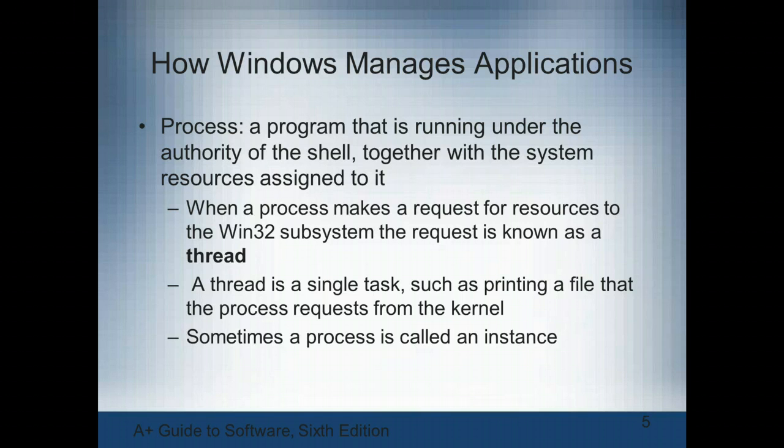A process makes a request for resources to the Windows 32 subsystem. The request is known as a thread. So a process is a function, really, a program they talk about. A thread is a part of it. A thread goes to get resources, and they talk about in the book, a thread might be a print job from the application or from the process itself. A thread is a single task, such as printing a file, that the processor requests from the kernel. Sometimes a process is called an instance, but a thread is a single action that happens within a process.